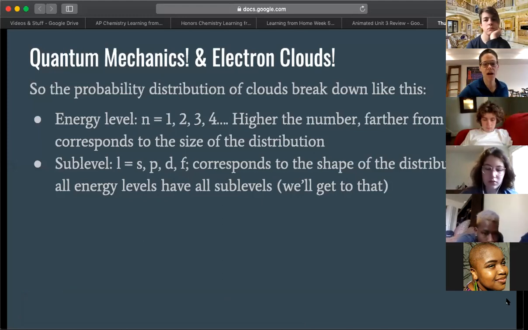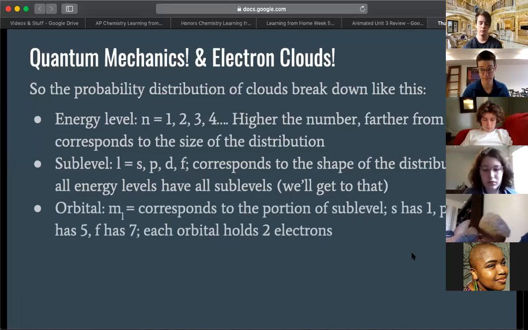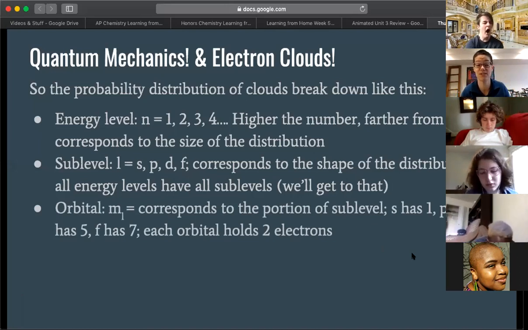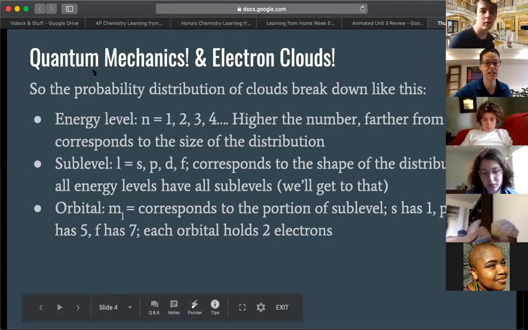Okay. So we've got SPDF. Next, each of those sublevels have orbitals, parts, bits to them. So this is going to make sense again when you look at the parts. S has 1 part, P has 3 parts, D has 5, F has 7. So there is a pattern here, right? It's 1, 3, 5, 7. They're going up in odd numbers.